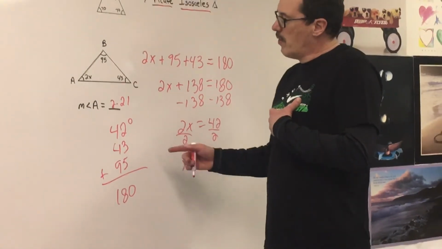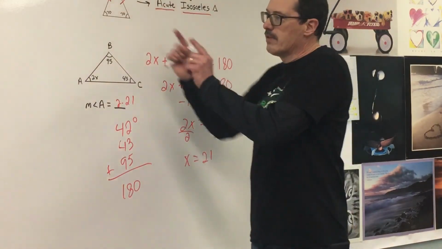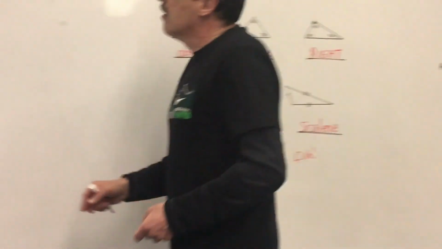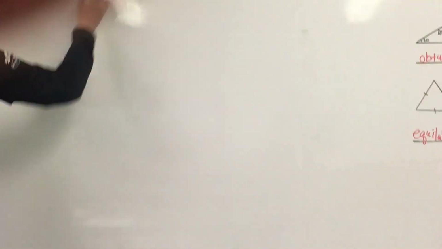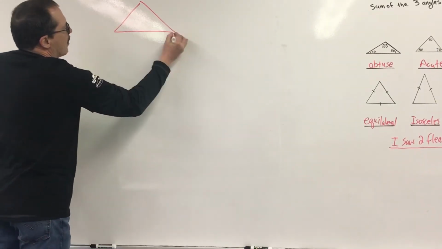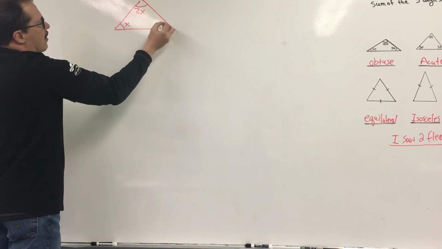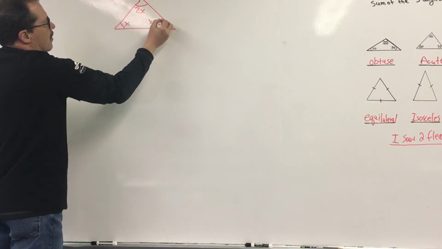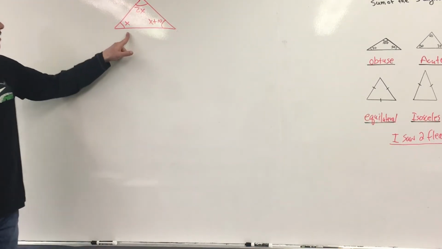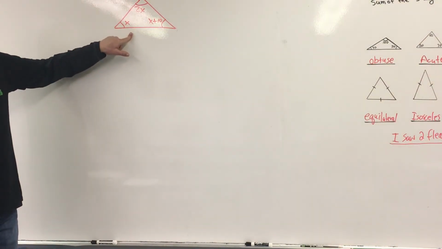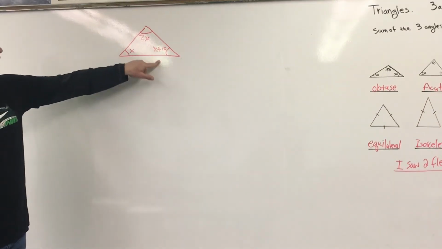Okay, so I want to do one more with you, so I'm going to skip over Luke to the other board and write this down very quickly. Okay, can you see this okay, the red? We got x, 2x, and x plus 10.